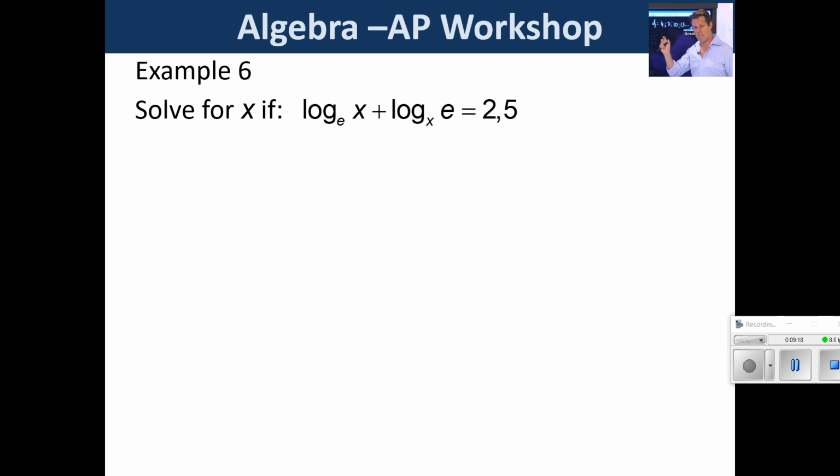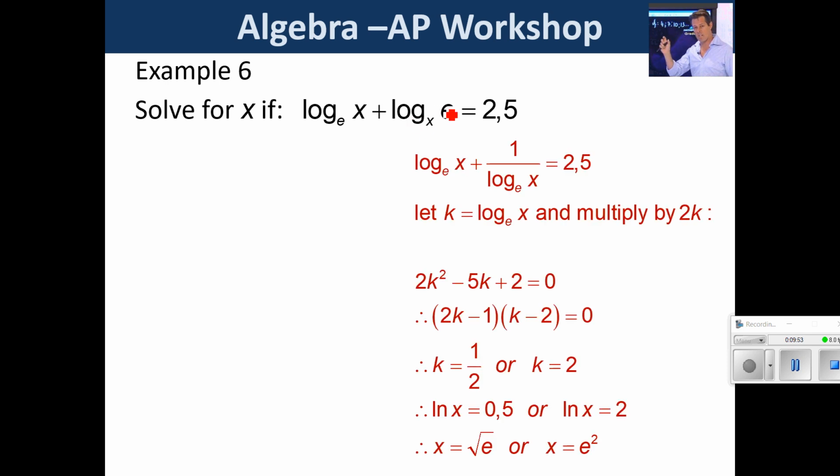Nearly there. Example 6. I hope that you recognize that there is something special involving these two terms, the log of x base e, the log of e base x. I know I've said log over here. There's a reason, because I wanted that base x. You should recognize that these two things can be swapped around. It is one of the applications of the change of base law. Know the two fundamental principles of the change of base law and how it can be applied.